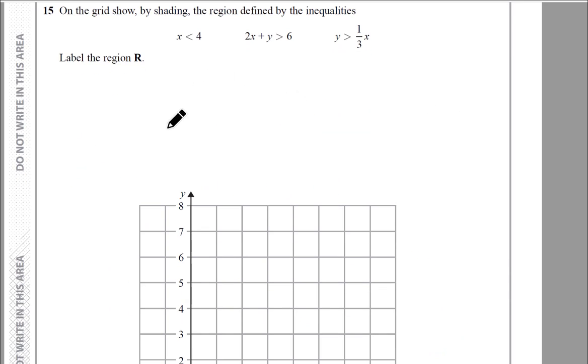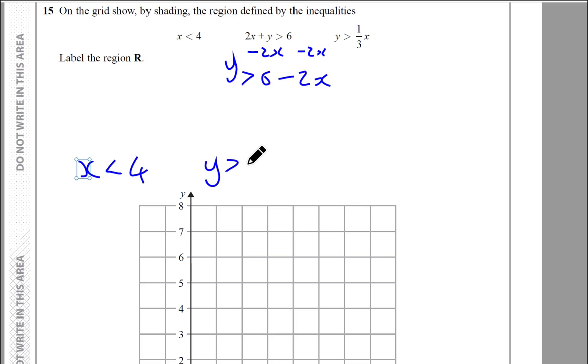It's regions. I'm just going to write this down here so I can see it when I scroll down. X is less than 4, so this is learning your equation of lines. Let's write this into a format you understand. So let's do it as, minus 2x, you're going to get y is greater than 6 minus 2x. So it's right here, y is greater than 6 minus 2x. And that's y is greater than a third x.